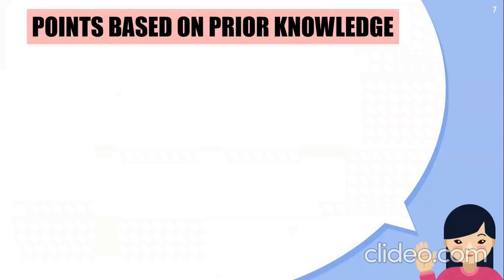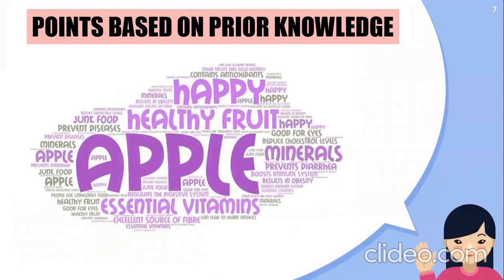So here I have written down the points based on my prior knowledge. And as you can see, I have written points like: the apple is a healthy fruit. It keeps us happy when we eat healthy fruit. It contains essential vitamins, and there are minerals contained in the apple. Then the apple has antioxidants, and it prevents us from many diseases and so on. It is good for the eyes and so on. So these ideas that I have noted down are not organized, they are haphazard.